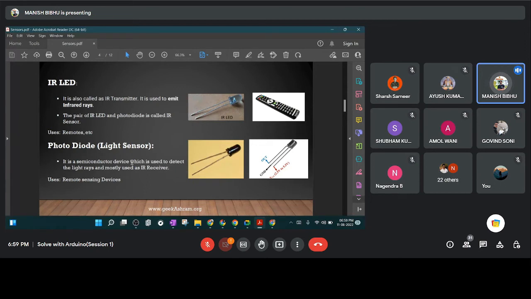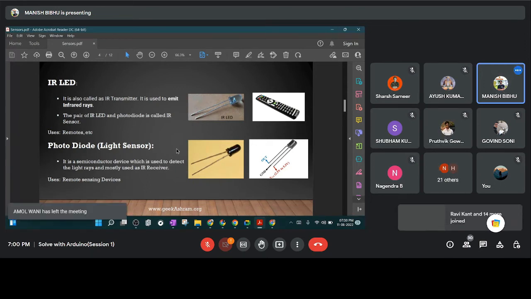The next is the photodiode light sensor. It is used as the infrared receiver. When we provide infrared rays on it, it will give some output. So we detect the infrared and use it for whatever operation we want after detecting the infrared.